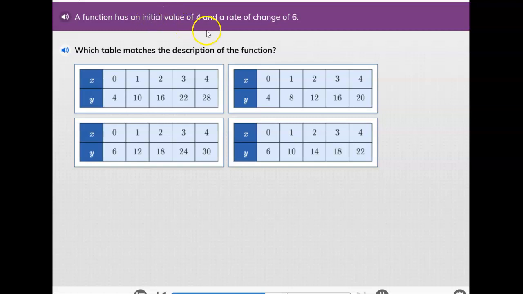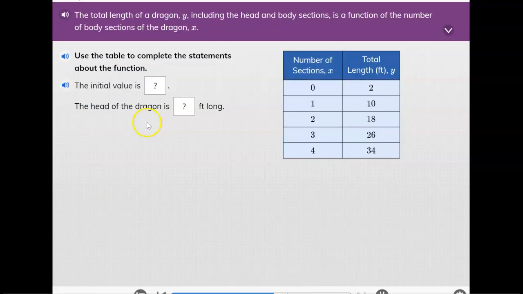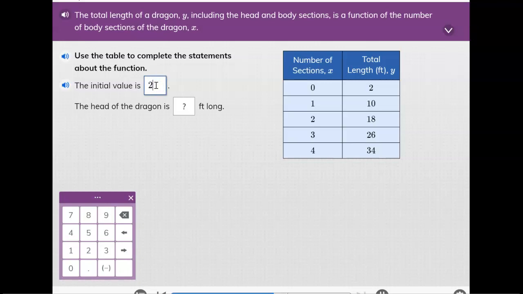So if we have an initial value of 4, we have to have 0, 4 to start. So that's these two top ones, and then it's got to change by 6. So plus 6, plus 6, plus 6. This one changes by 4, so it's got to be this one. So our initial value is wherever we're at 0, so 0, 2. And at the initial value, the head of the dragon is 2 feet long.